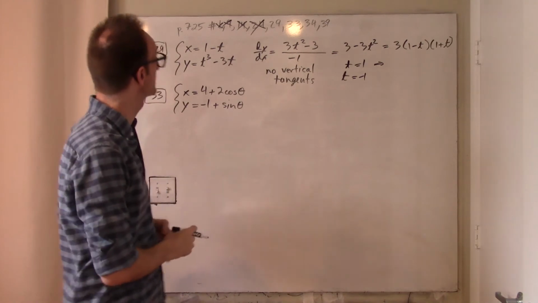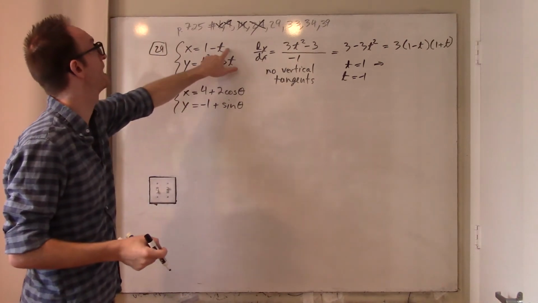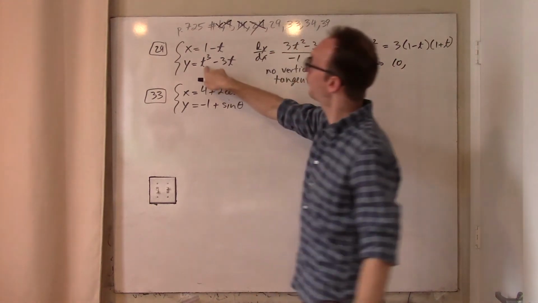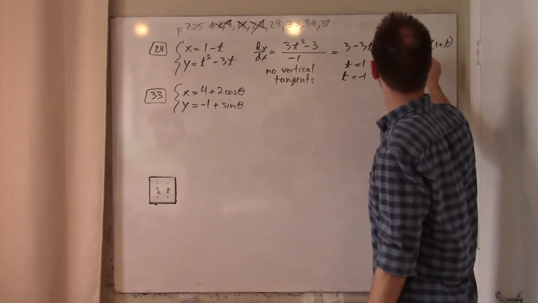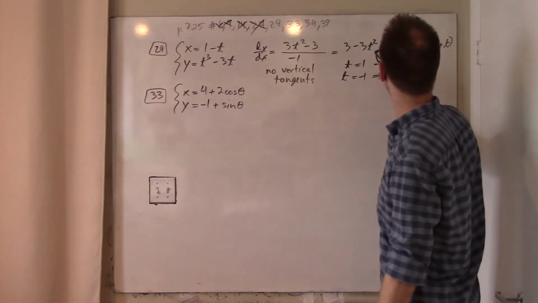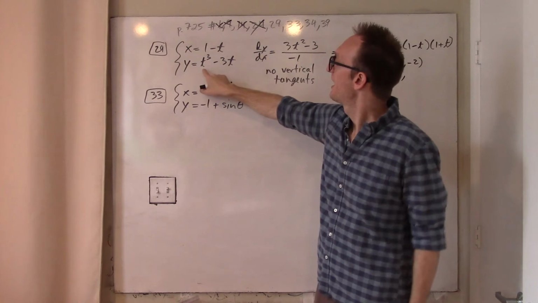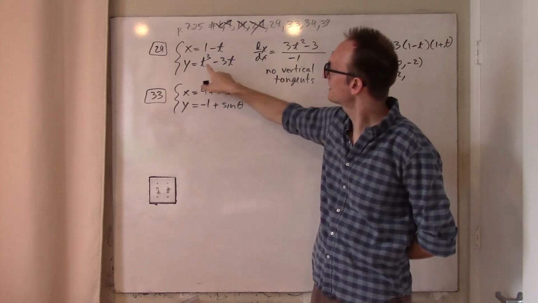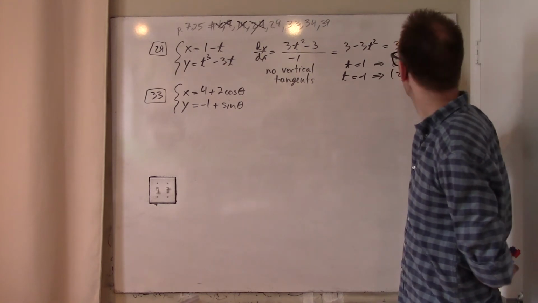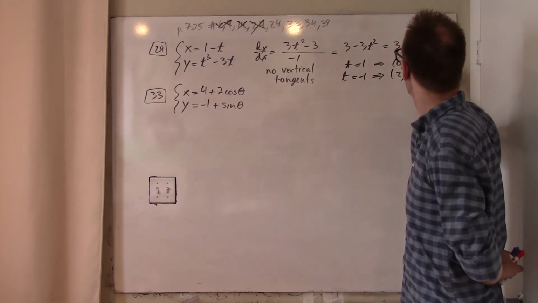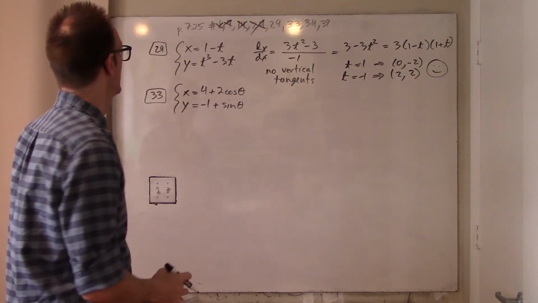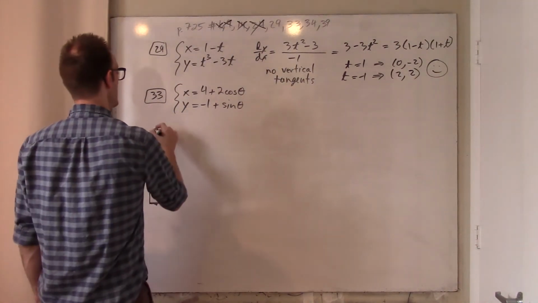It did say points. So at t equals 1, I am at 0, comma, if I plug 1 in here, I get 1 minus 3 is negative 2. And at t equals negative 1, I get that x is 2, and y is negative 1 and 3 is 2. So I think that is good. We did that problem in most classes. Okay, 33. Let's do this one now.